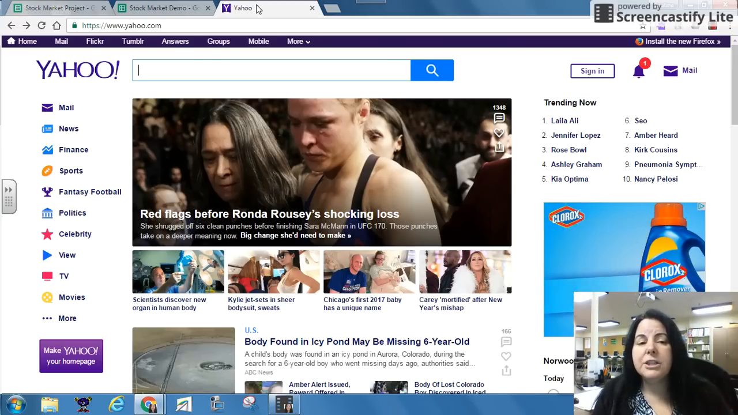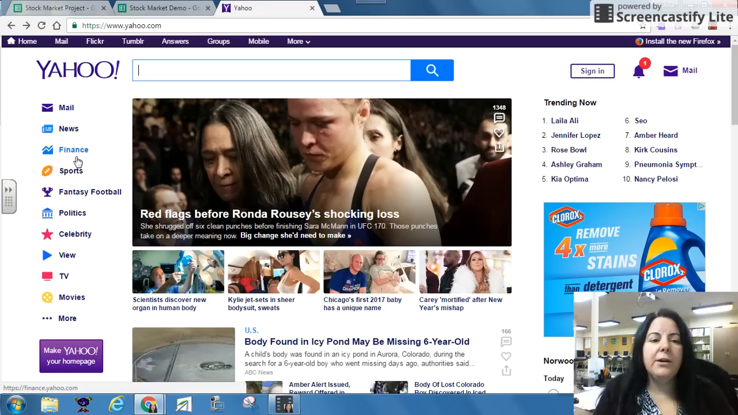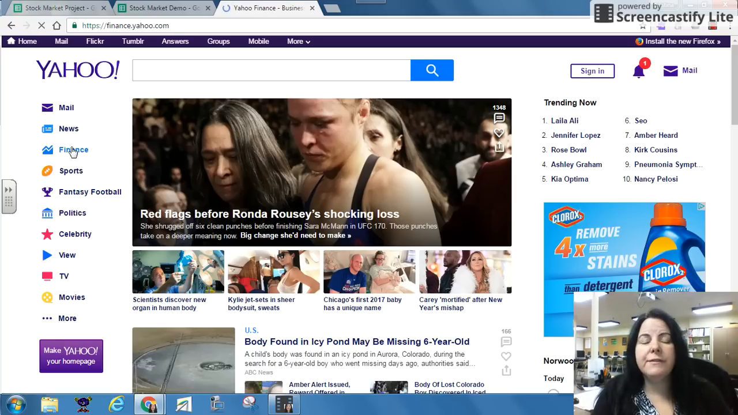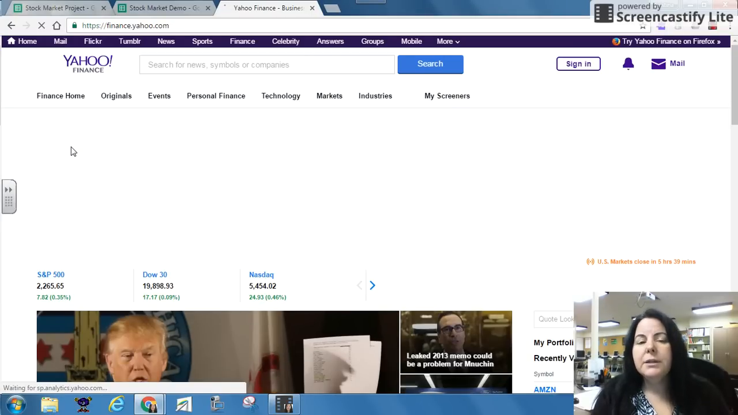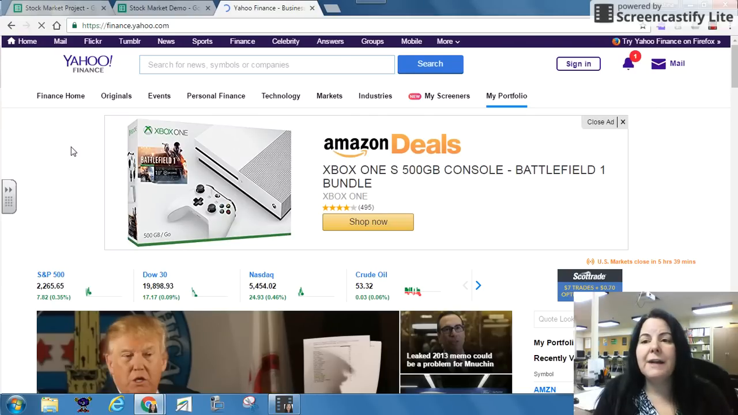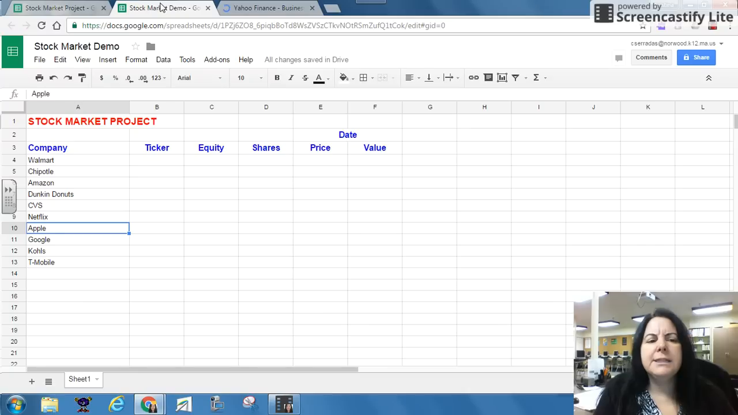My favorite is actually Yahoo. And then when I go to Yahoo, I click on Finance, which is on the left. You don't have to use Yahoo. The reason why I choose Yahoo is because I like the graphs. The graphs give a lot of information. So the first company on my list is Walmart, as you can see here.